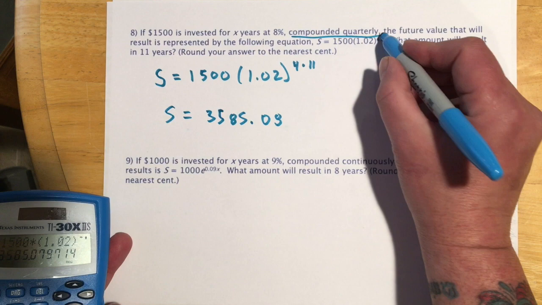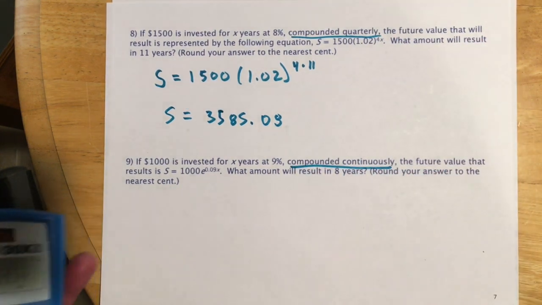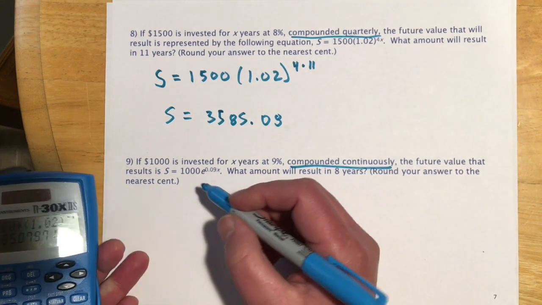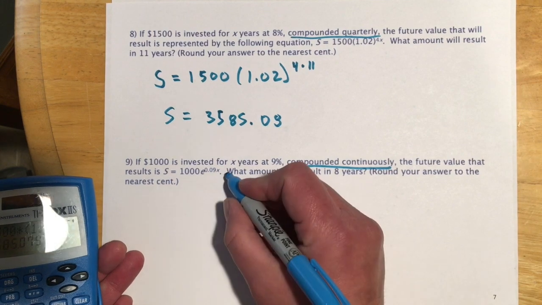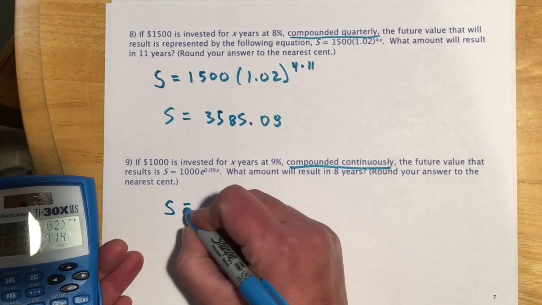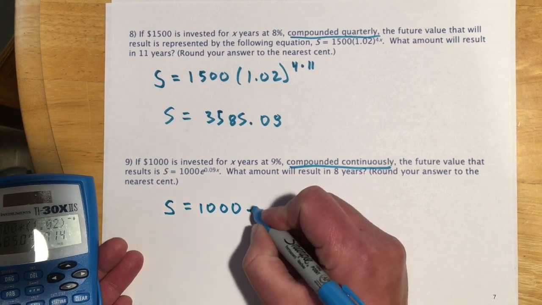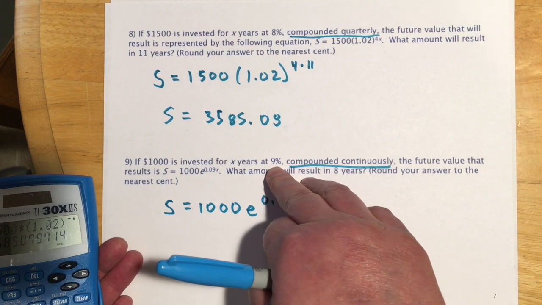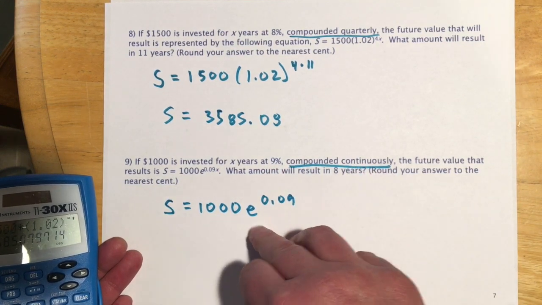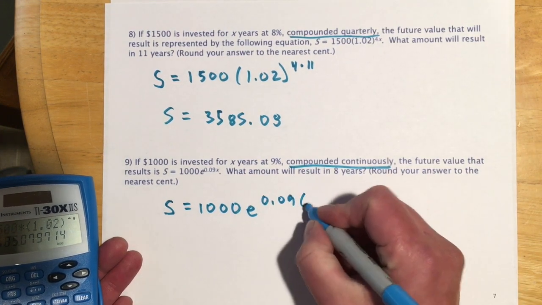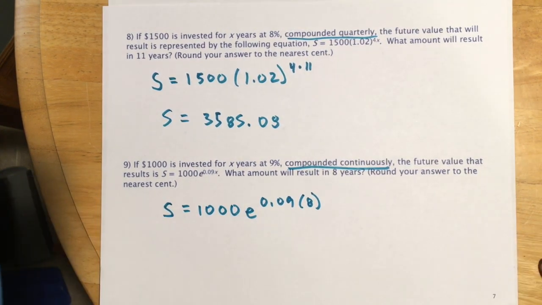And then the next one is basically the same thing, except it's an equation compounding continuously. And so we'll see the difference between quarterly and continuously when we get a little further in the chapter. Actually, I think it's another chapter down the road. So here they're just giving us this equation, and this one's going to involve E. So we're doing S equals 1,000 and then E to the 0.09. So this is $1,000 invested at 9%, compounded continuously. That's going to turn out to be the E. And then how much will be there in 8 years? So times 8 right there.